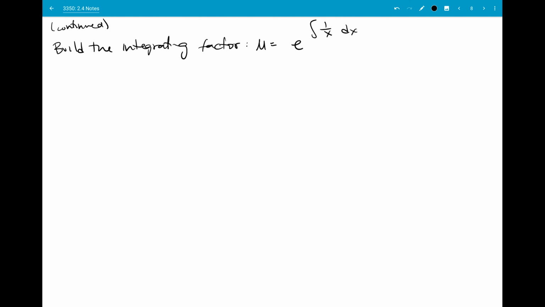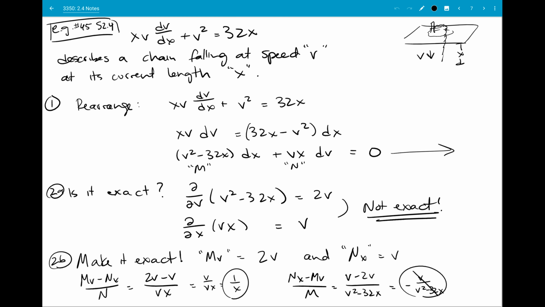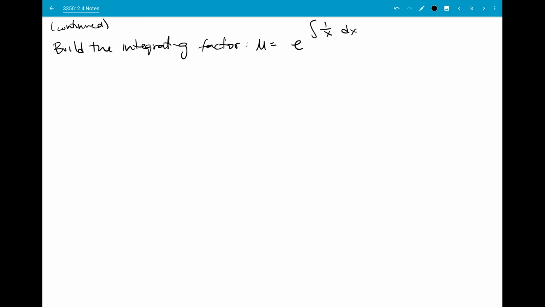All right, so last video we talked about how we build this factor that's going to fix the fact that our equation wasn't exact. We accepted that it existed and then found the formula that is supposed to work. Now we're just going to compute it and plug it in and see what happens. So let's see, e to the integral of 1 over x dx. The integral of 1 over x dx is the natural log of x. E to the natural log just cancels out, so we're left with x.